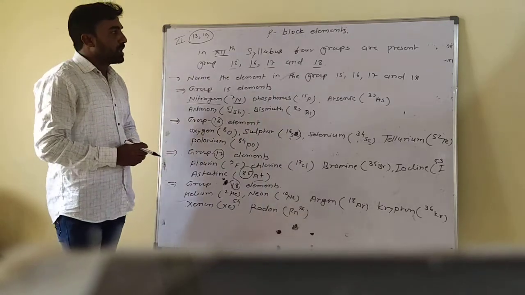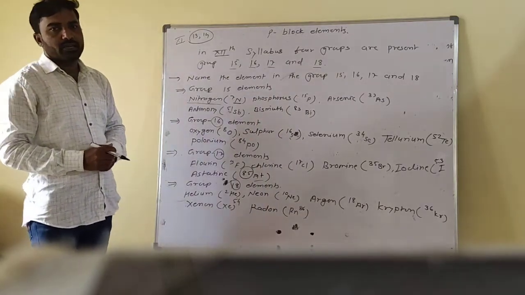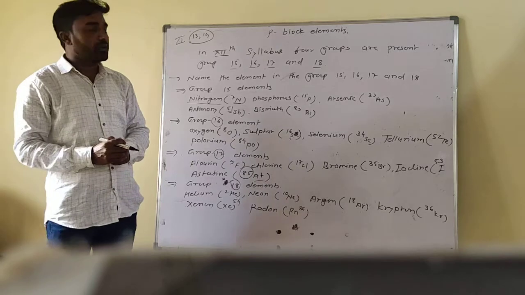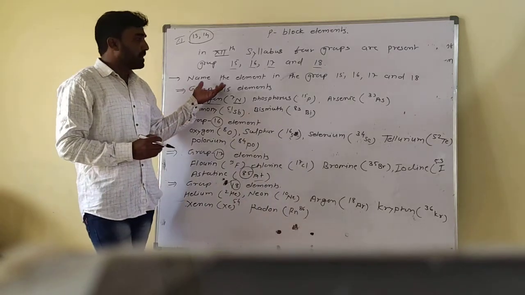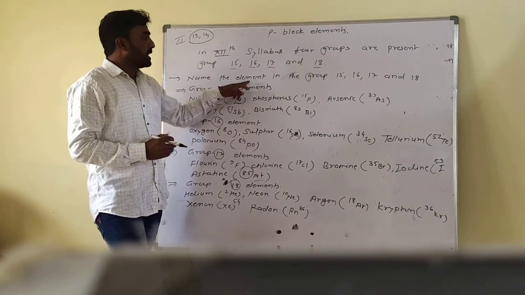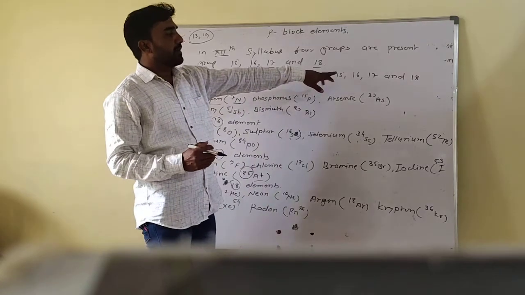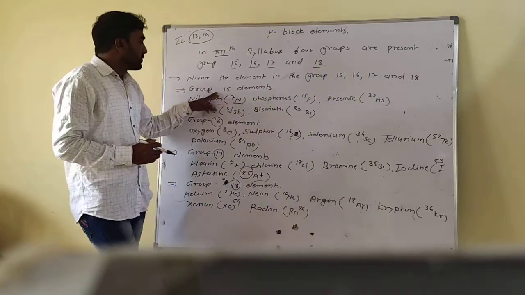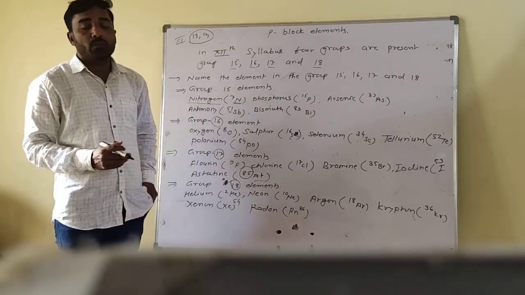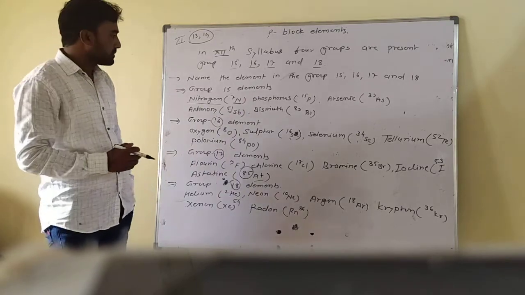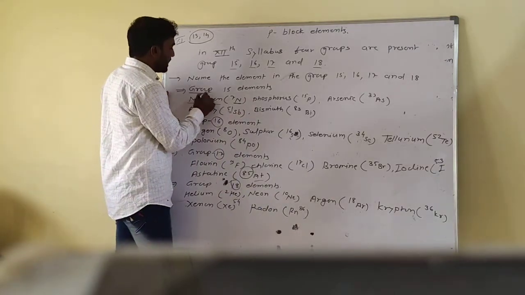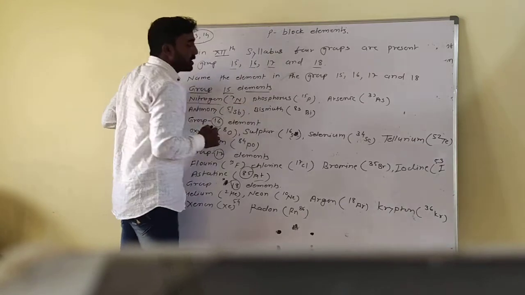Now, in these groups a number of elements are present, that is metals, non-metals and metalloids. Let us see the names of the elements in groups 15, 16, 17 and 18. Group 15 includes five elements.